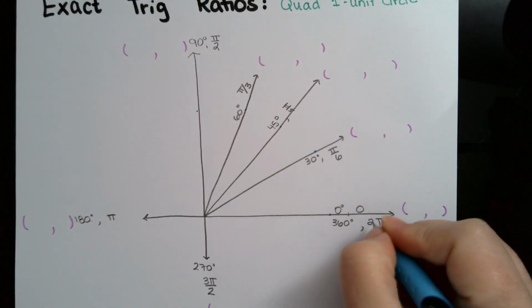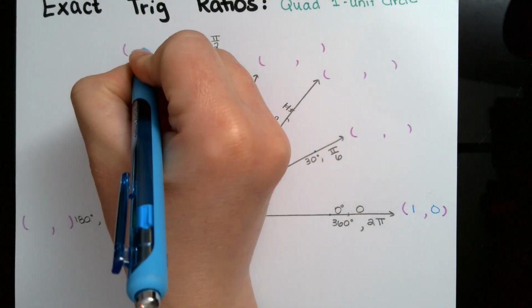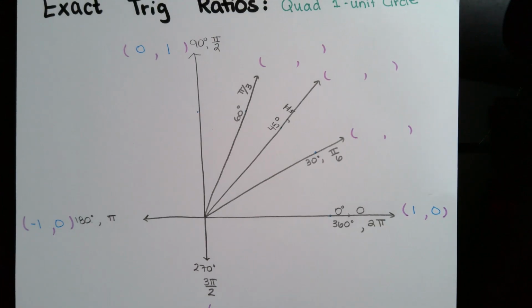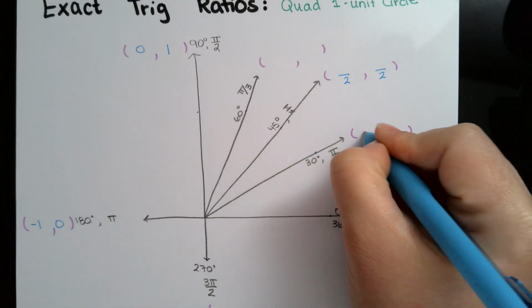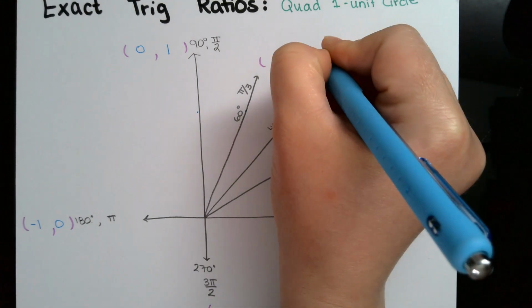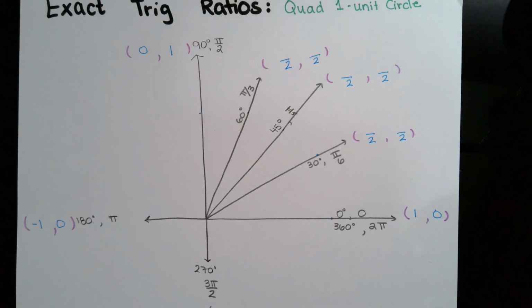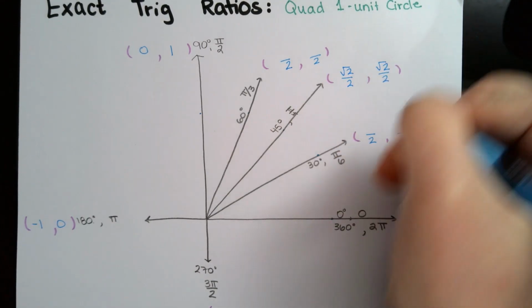So here on our x-axis, we have 1 and 0. Here on our y-axis, we have 0 and 1. On our x-axis, we have -1 and 0. And here we have 0 and -1. The next one I like to have memorized is my 45 degrees, which is your pi fourths. All of these will have a denominator of 2, if you want to go ahead and write in your denominator of 2s. And we have our square root of 2 here, square root of 2 here.